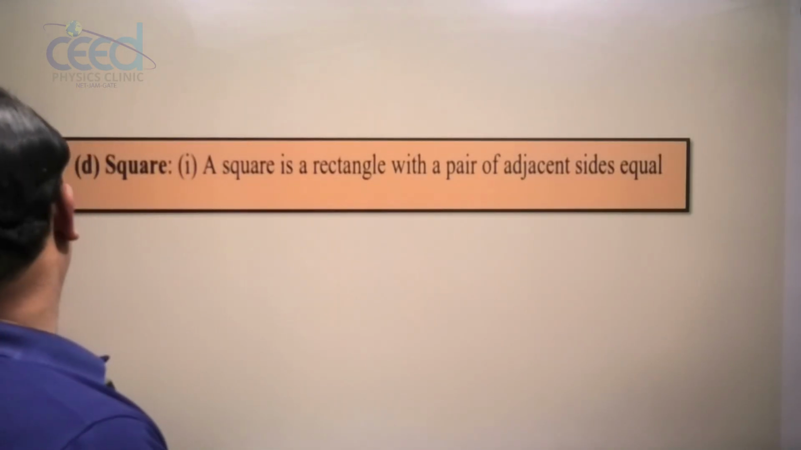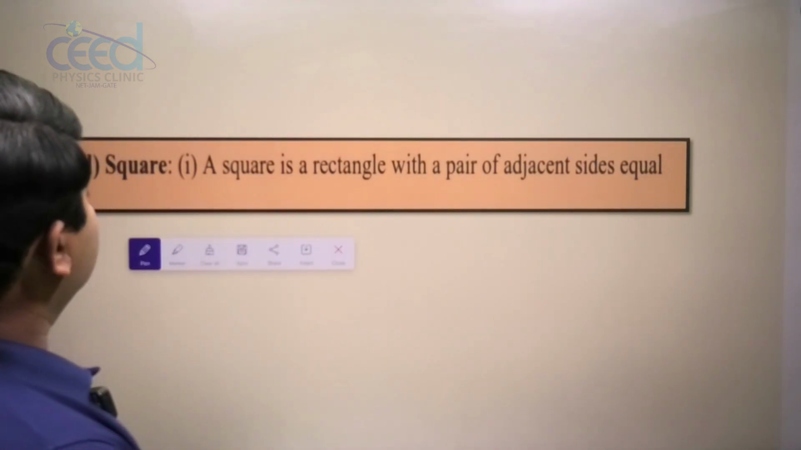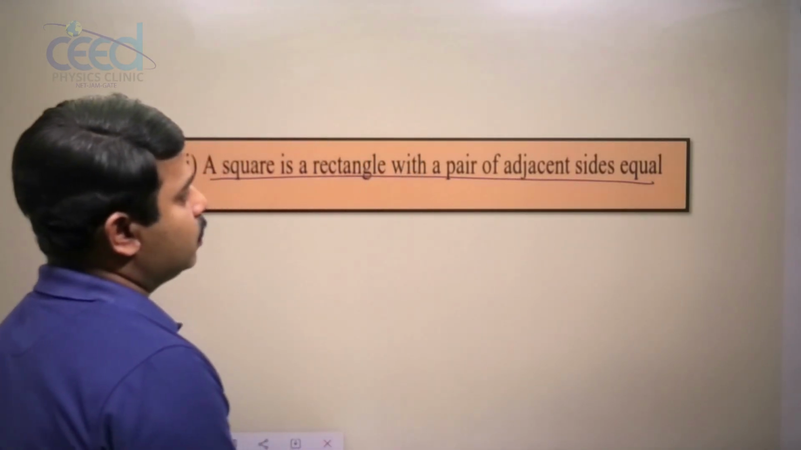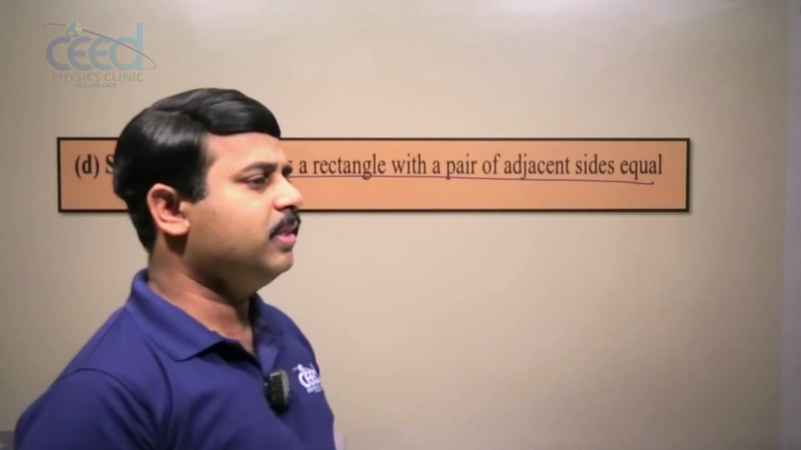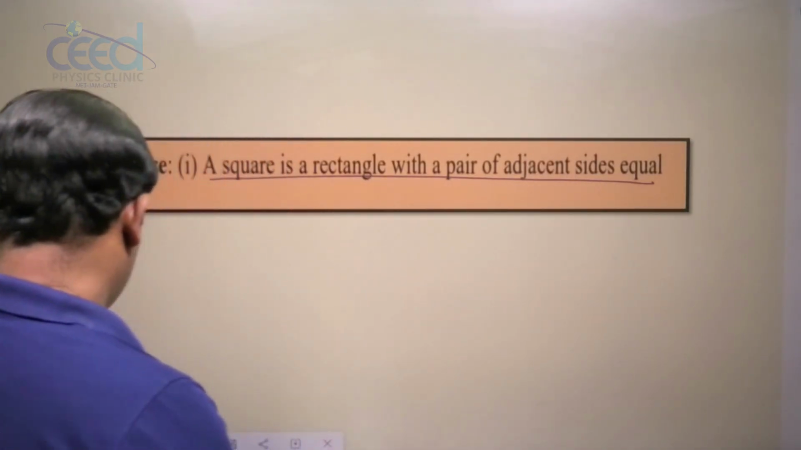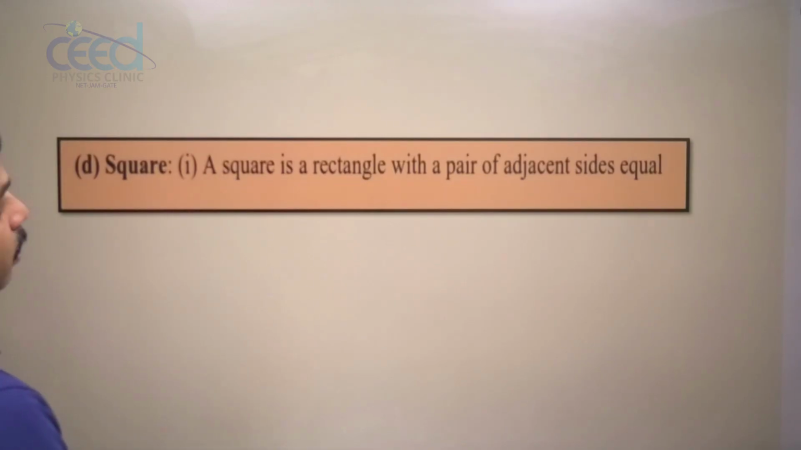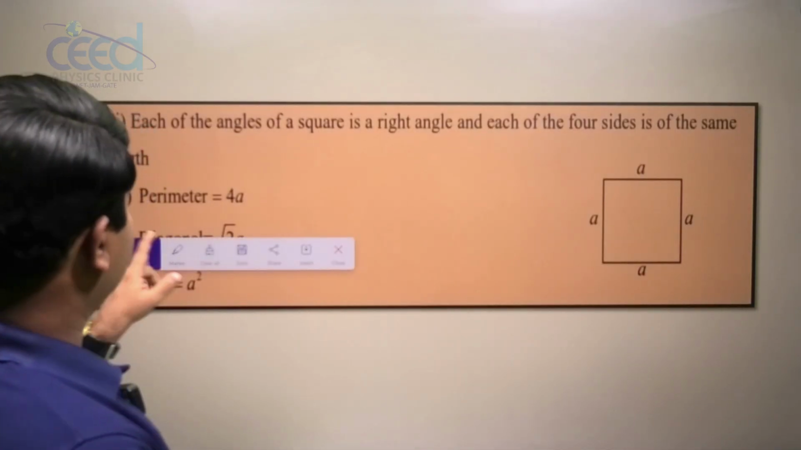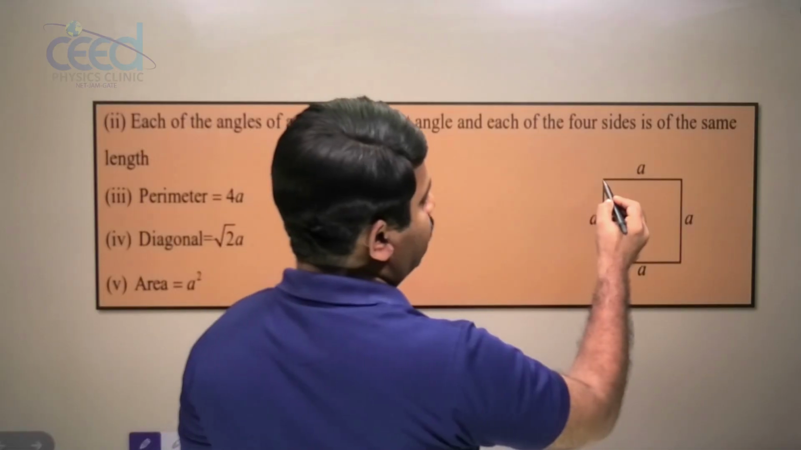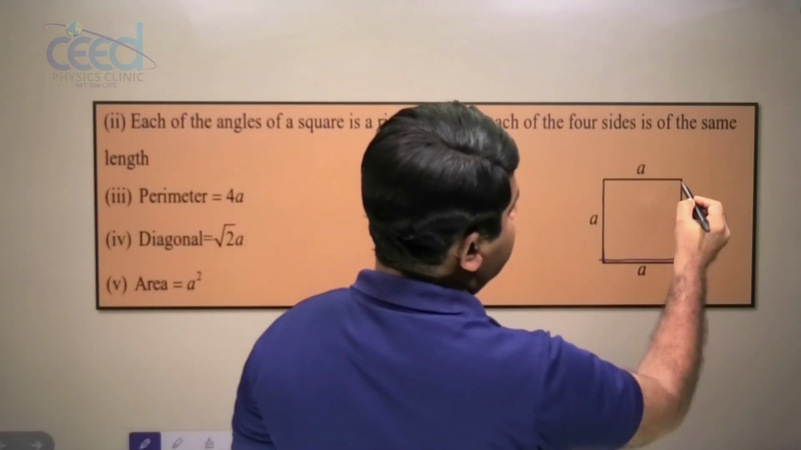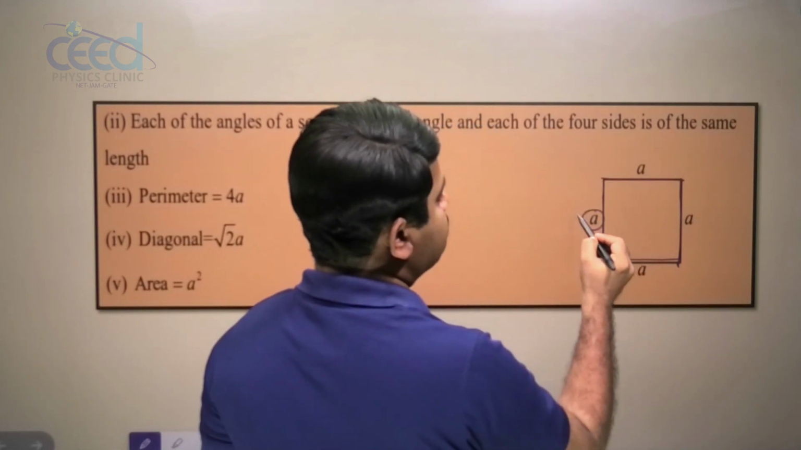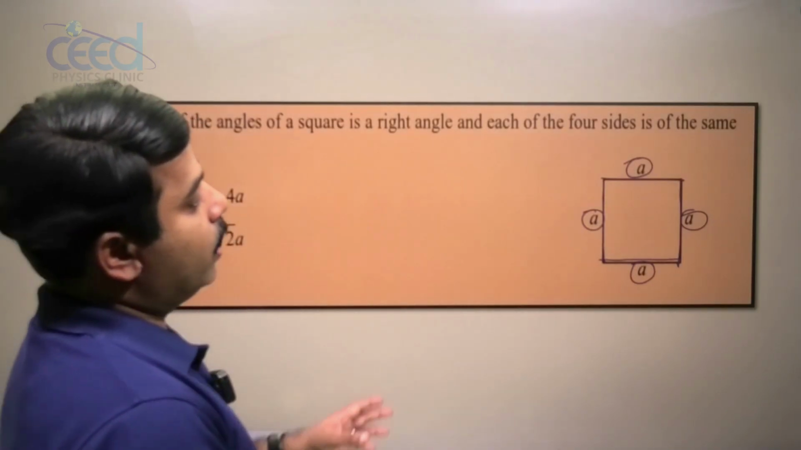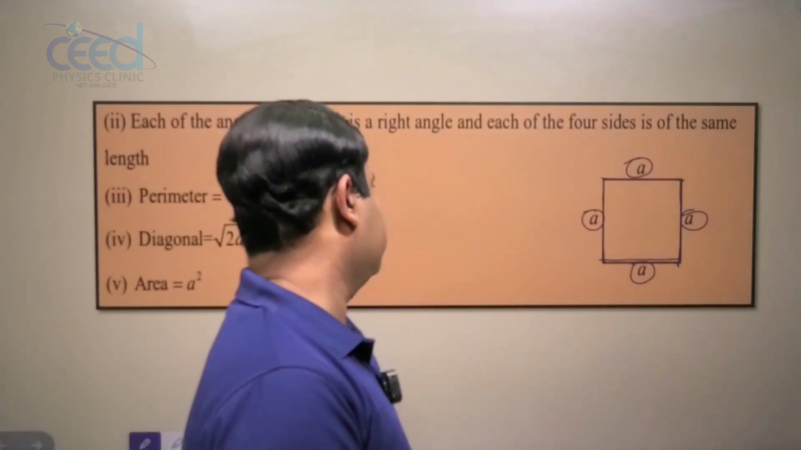Now, what is a square, right? A square is a rectangle with a pair of adjacent sides equal. That means a rectangle with all sides equal is a square, right? So, let us see one figure. See, what is a square? A square is a rectangle with all the sides equal. This side A, this side A, this side A, this side A, right? So, a square is a rectangle with all sides equal, right?